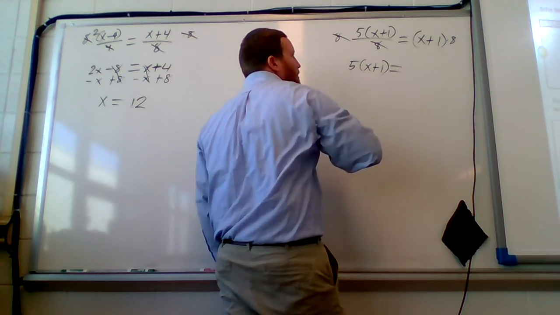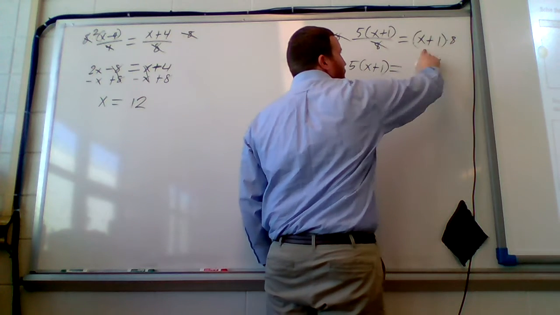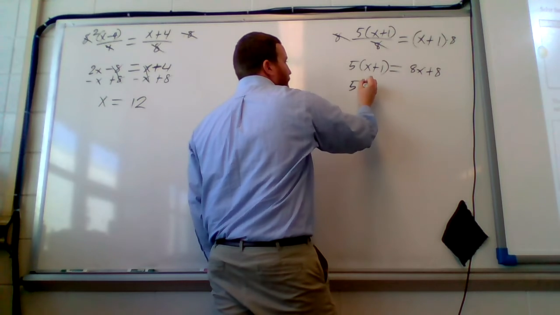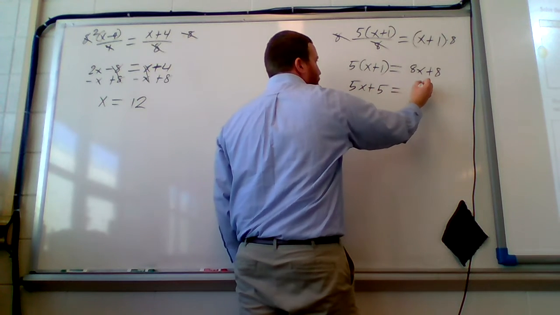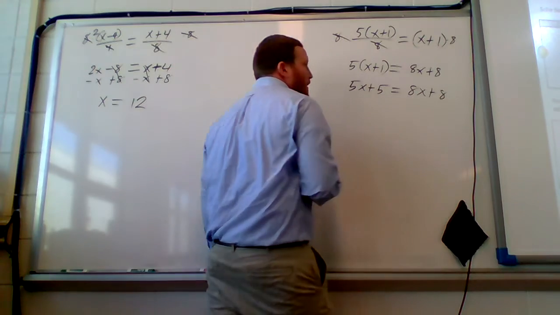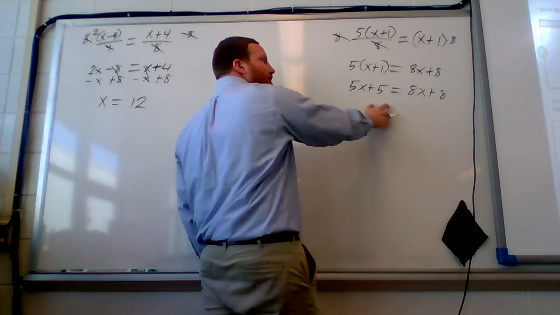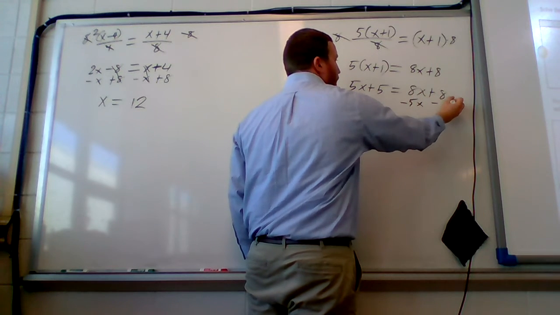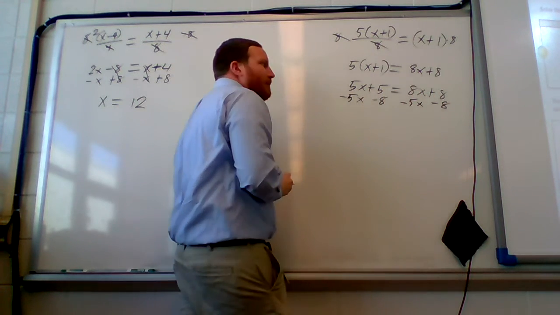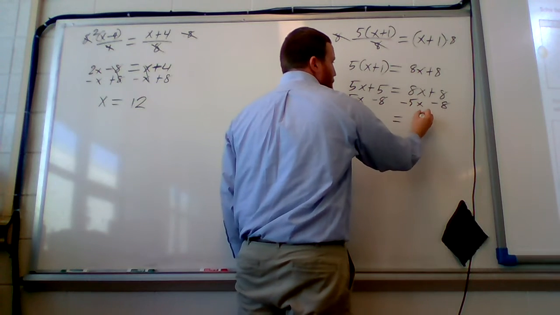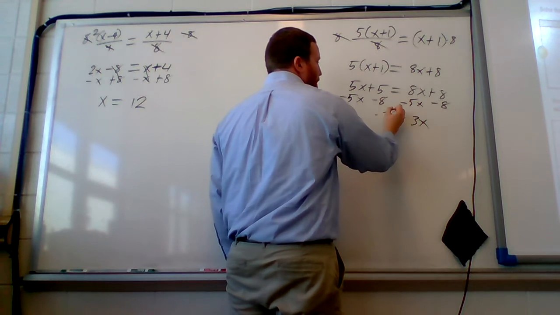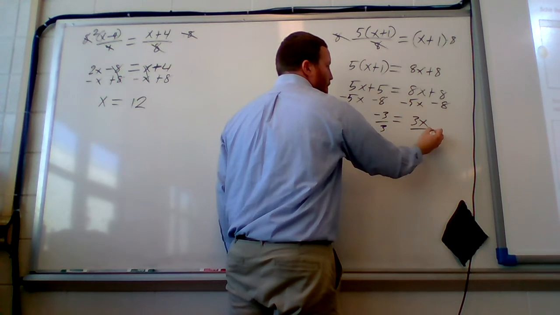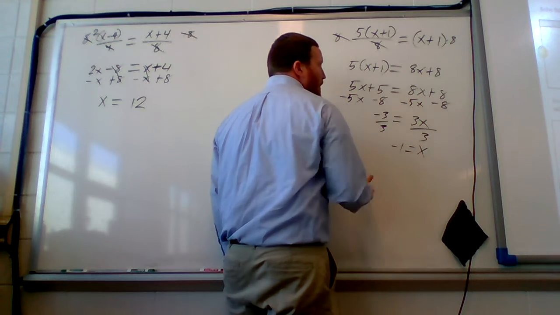And then we can distribute that. And we're going to distribute this one as well. 8x plus 8. That would be 5x plus 5. And then solve from there. I'm going to subtract my 5x over, and I'm going to subtract my 8 over to the other side. We've got 3x and a negative 3. Divide by 3. And we get x equals negative 1.